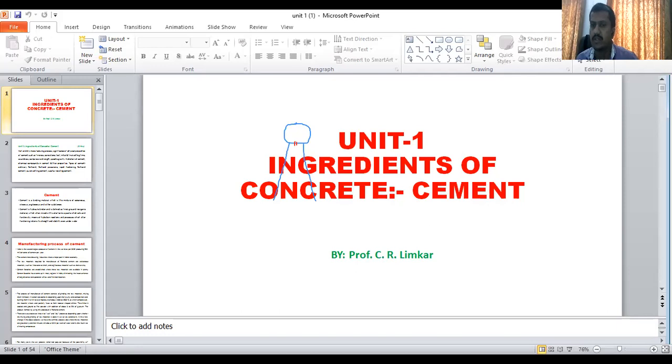The dimensions of this indicator, we call these indicators. This is indicator 1, this is indicator 2. The distance between these two indicators, from this point to this point, is 165 mm. The length of each indicator is 165 mm. This is the particular mold. The diameter of this mold is 3 centimeter, and its height is also 3 centimeter.